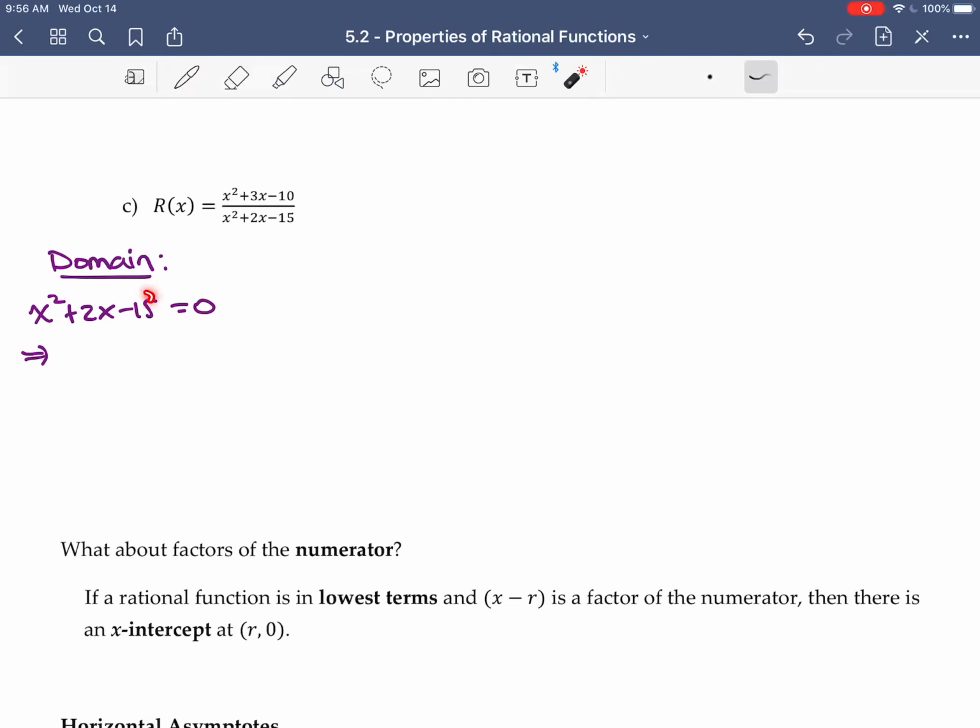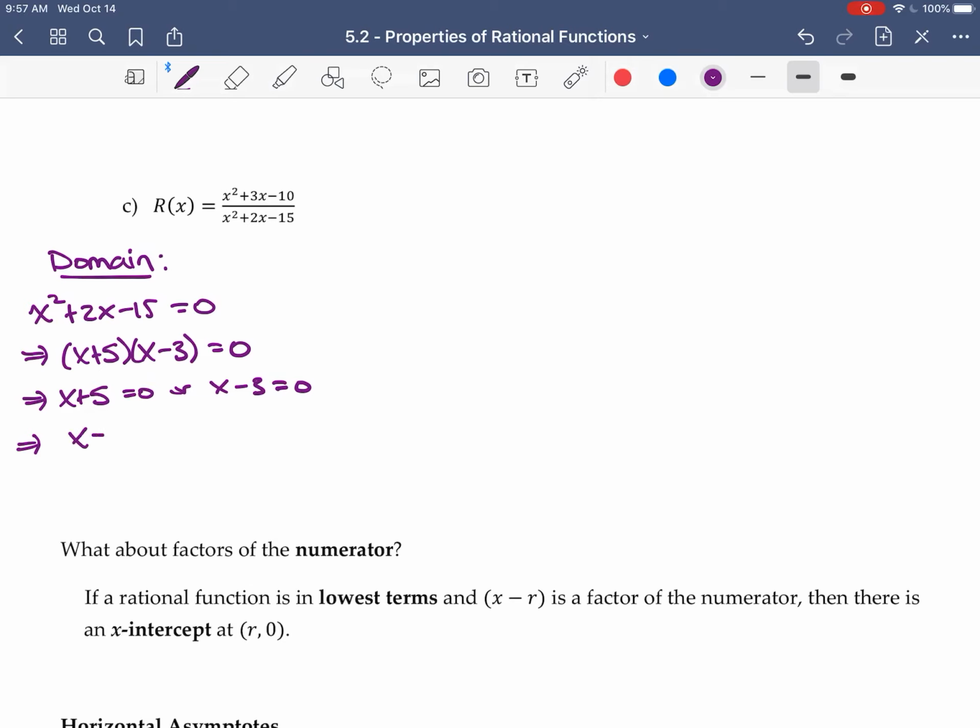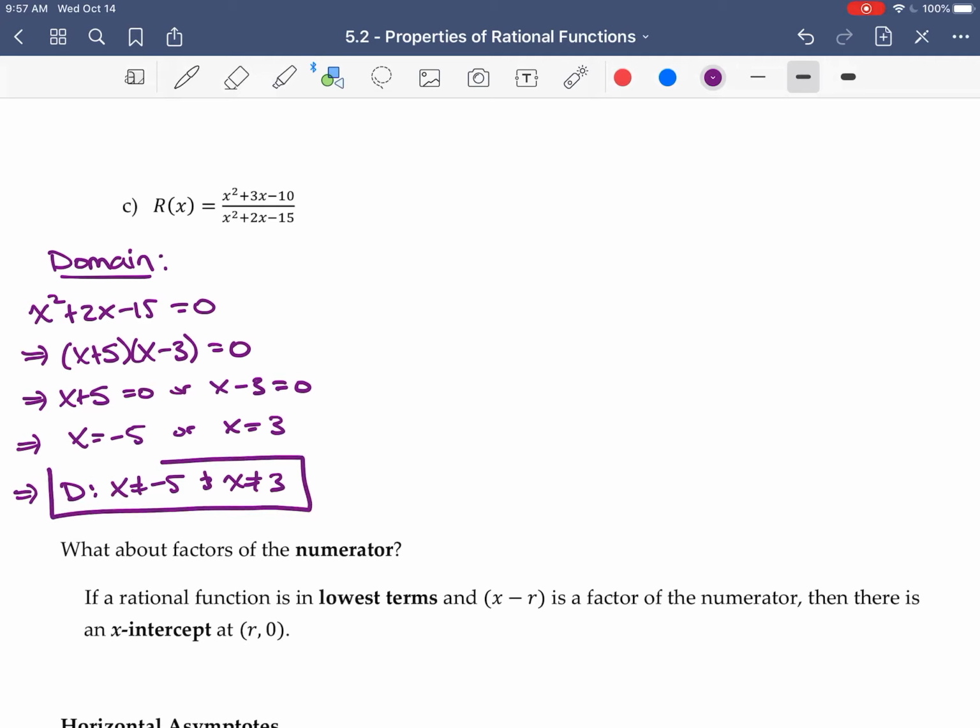So I want two numbers that multiply to give negative 15 and add to give positive 2. So that's going to be x plus 5 and x minus 3. Okay, so that's equal to 0 when x plus 5 equals 0, or x minus 3 equals 0. So that's x equals negative 5 or x equals 3. Okay, so our domain is x not equal to negative 5 and x not equal to 3. Both of those have no value in the graph.